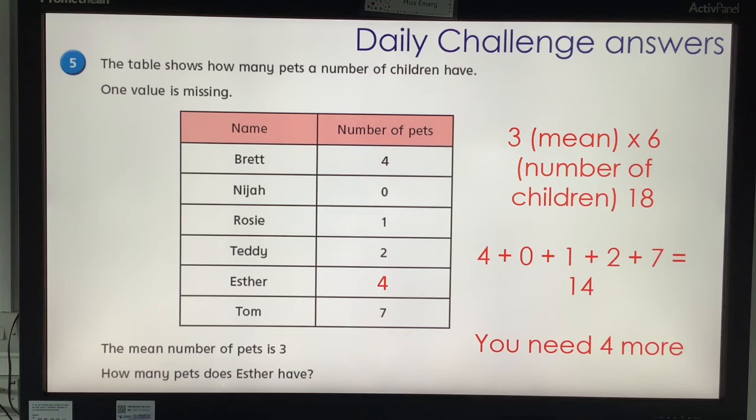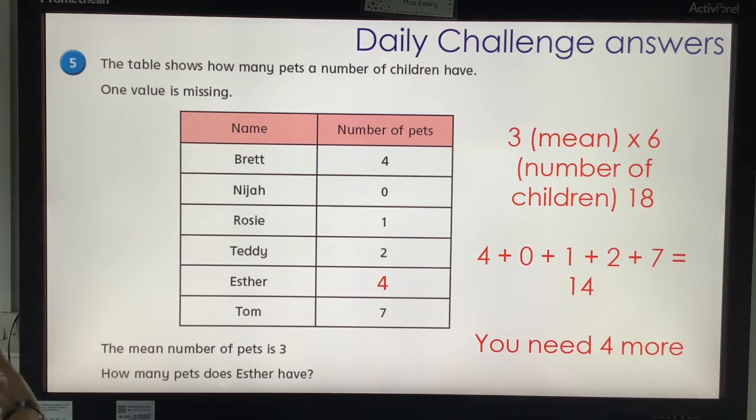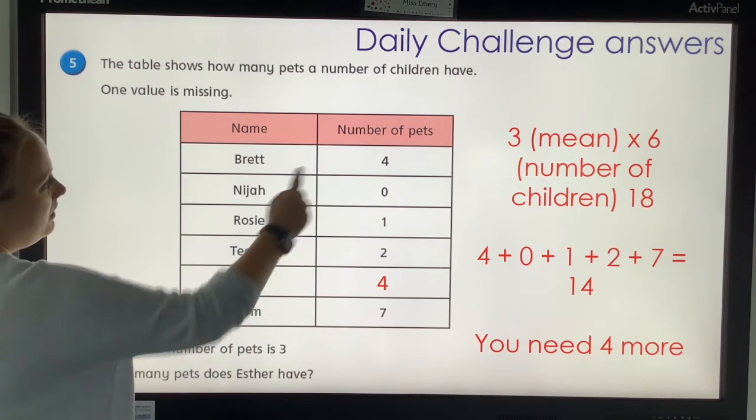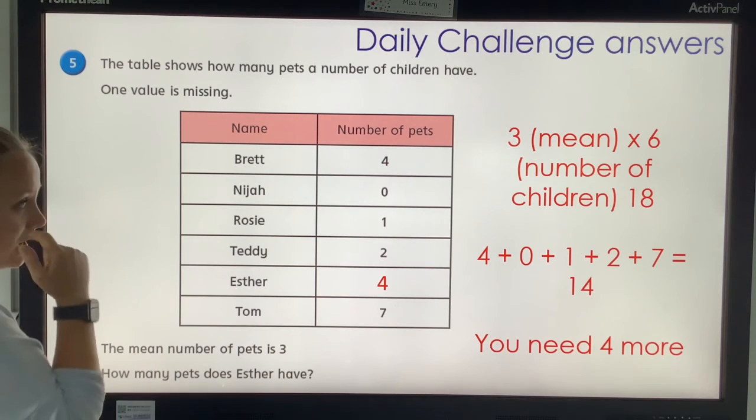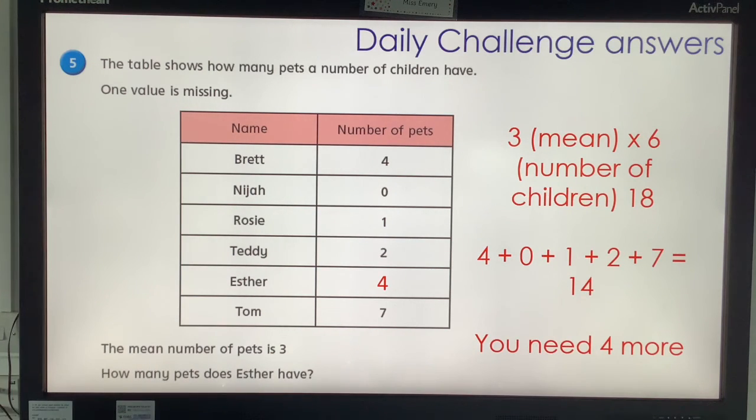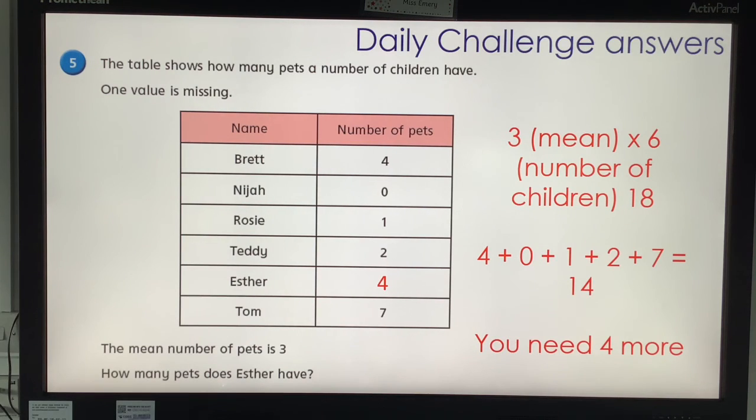The table shows how many pets a number of children have, but one of the values is missing. But we've got all the information we need because we know how many children there were and we know what the mean is. Now, in order to calculate the mean, we would have needed to add all of their totals together and divide it by the number of children to get 3. So we can do the inverse. We know the mean, 3, and we know the number of children, 6. So what we do is 3 times 6 to give us 18.